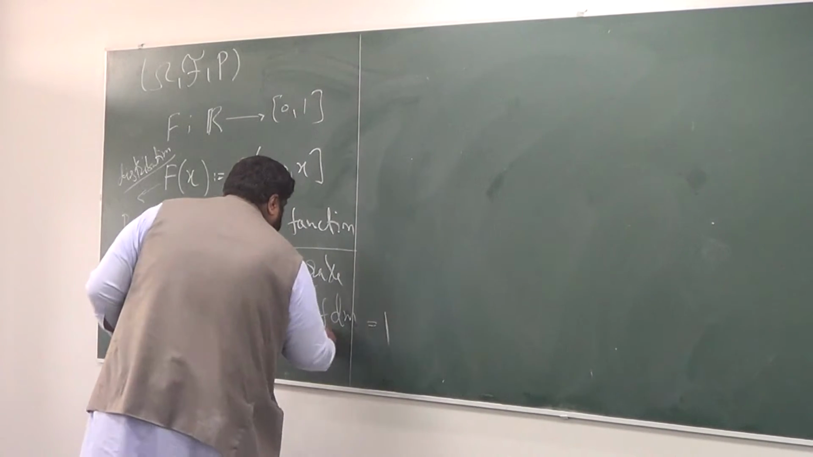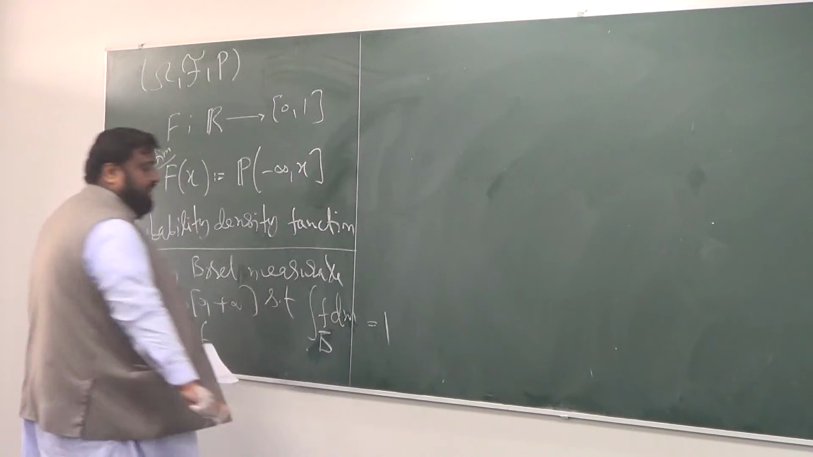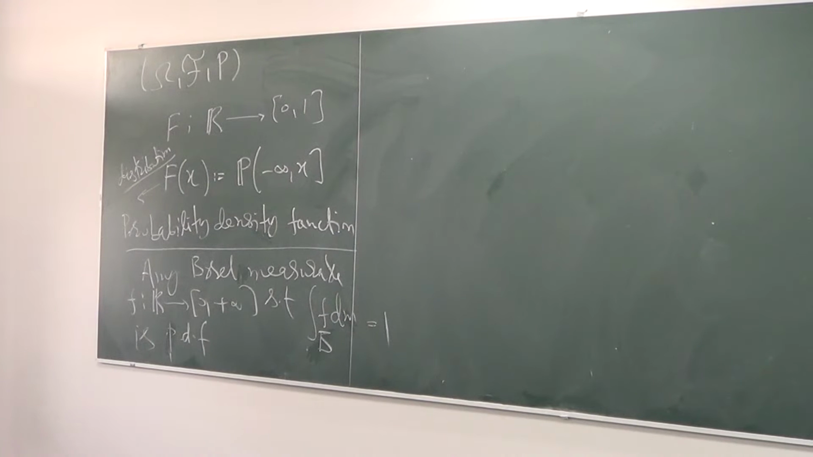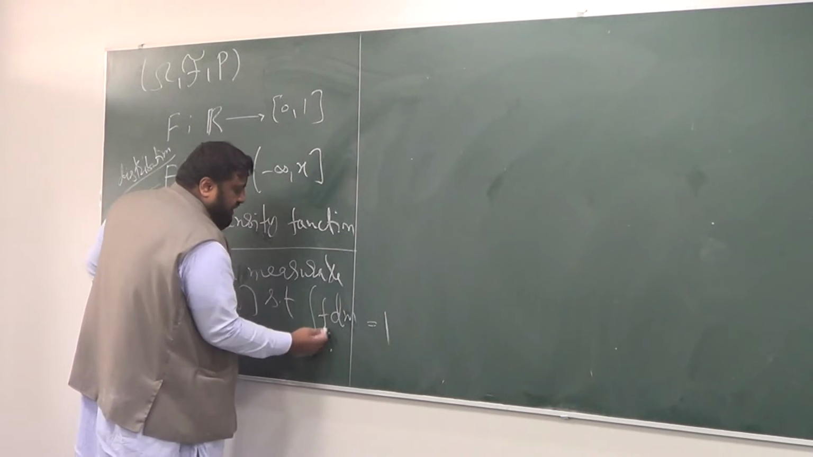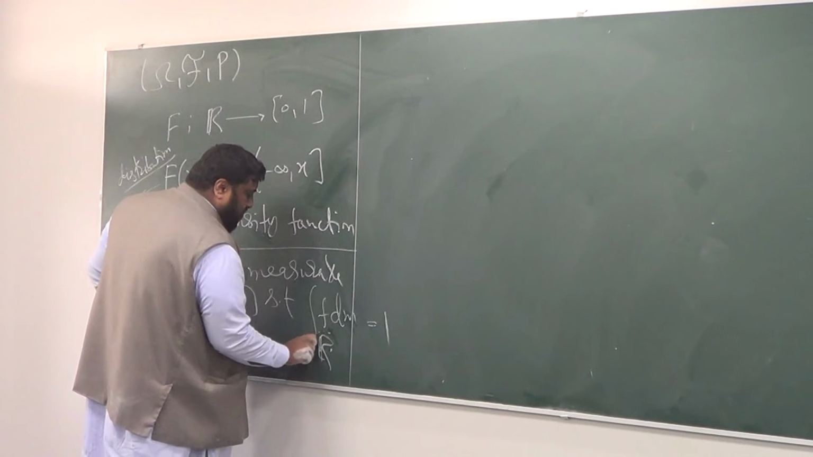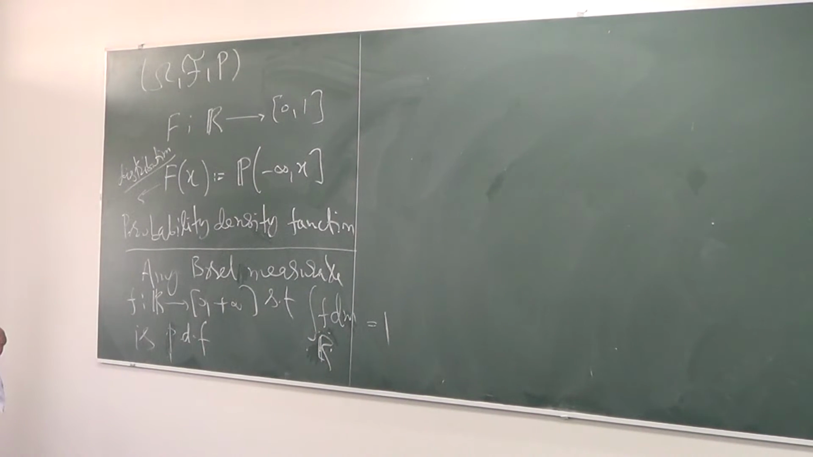Sorry, for the Borel set B? No, for the whole R. Yes, omega would be R here.